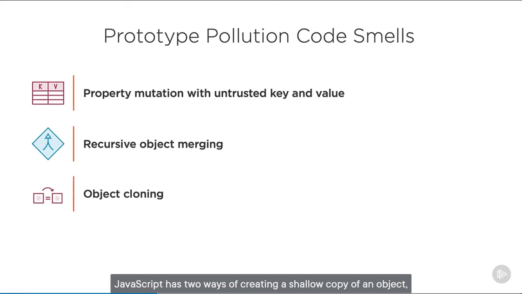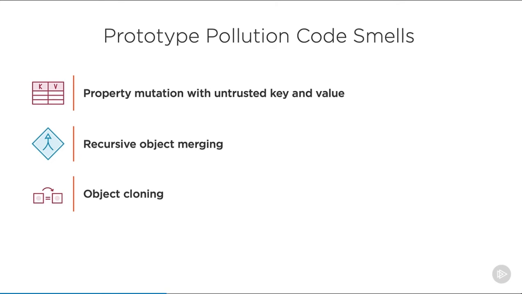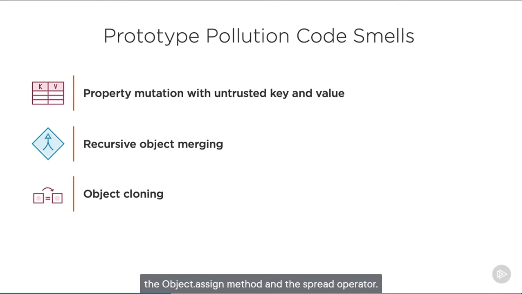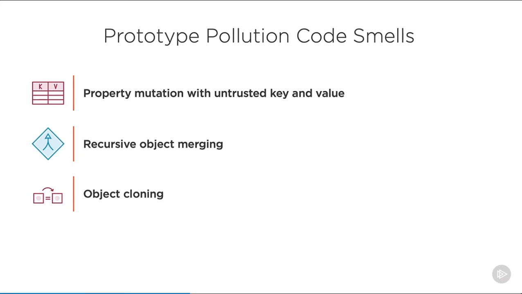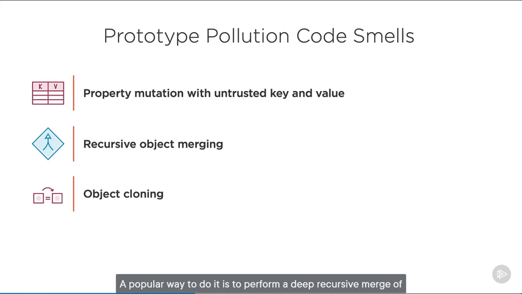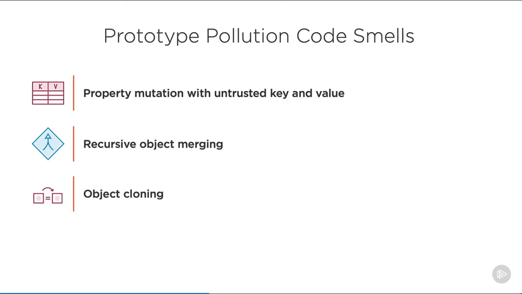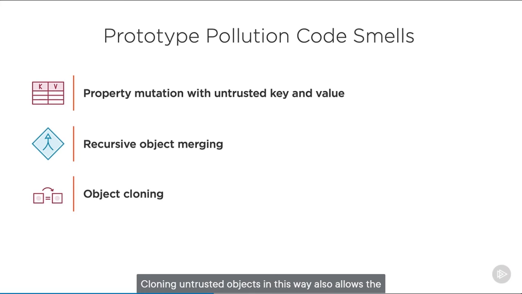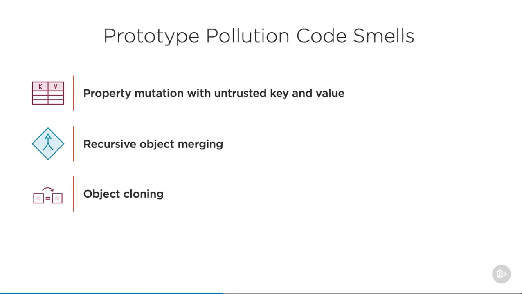JavaScript has two ways of creating a shallow copy of an object: the Object.assign method, and the spread operator. It does not have any support for making deep copies or cloning of objects. A popular way to do it is to perform a deep recursive merge of the object with an empty target object. Cloning untrusted objects in this way also allows the attacker to tamper with the prototype chain.